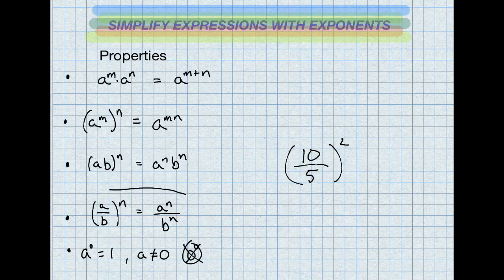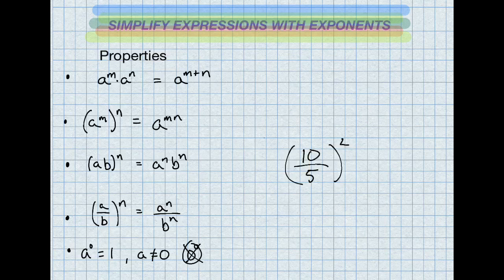Okay, this next one, over here we got the fraction being raised to some power. We're saying that that's going to be the numerator raised to the power and the denominator raised to that power. So first let's just do the normal way.